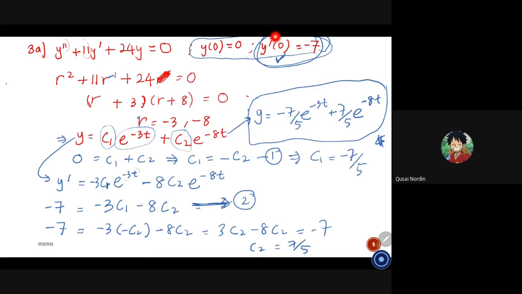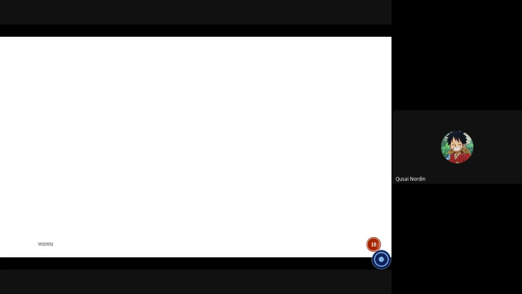Now let's quickly proceed to example 3E, the last one from last time. What was the question? 3E we have y double prime plus 16y equals to 0, right? Did you copy it? Did you print or save these notes?